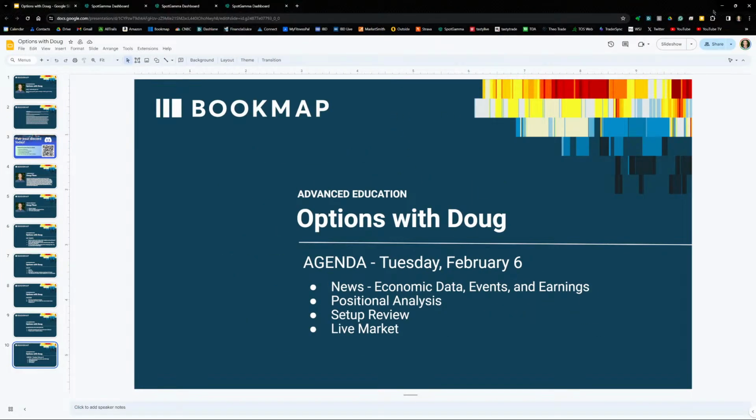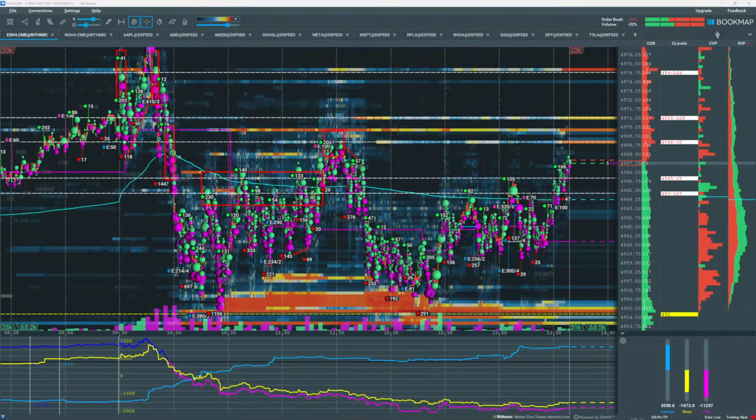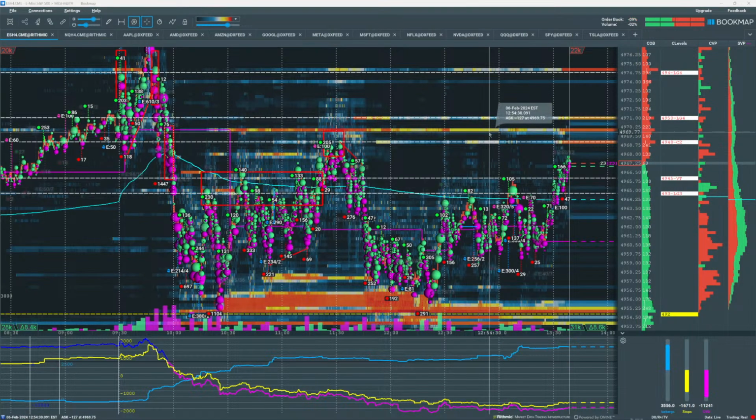All right, let's get started with positional analysis. I'm going to start with the S&P 500. This is the ES futures and Bookmap. And before I take a closer look at this chart, I do want to take a look at the underlying index, which is SPX, in a larger time frame.